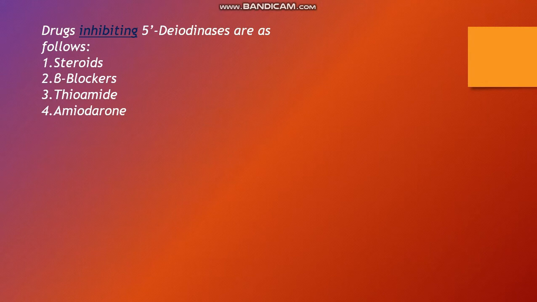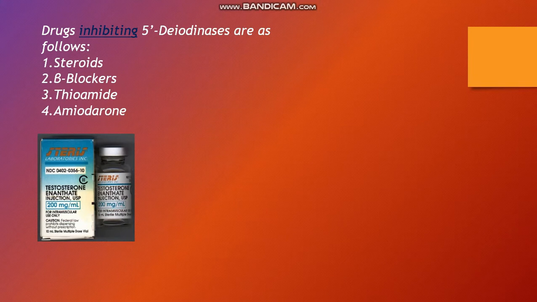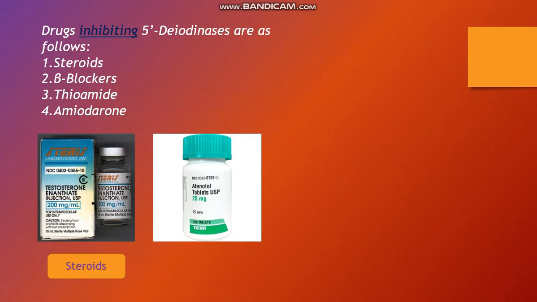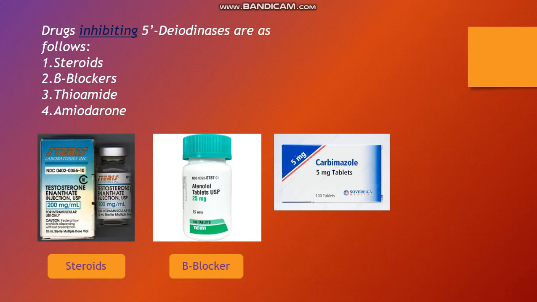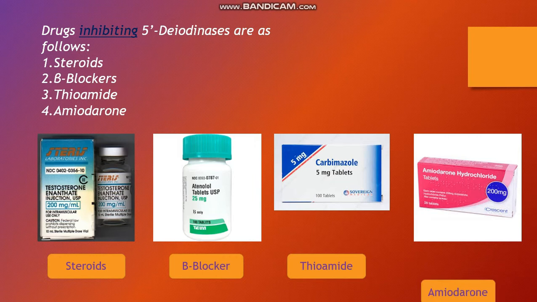deiodinases are as follows: steroids, beta blockers, thioamide, and amiodarone. These are the drugs: steroids, beta blockers such as atenolol tablets, carbimazole which is a thioamide, and amiodarone hydrochloride. These four groups are drugs that inhibit the function of the 5' deiodinases. What happens? It means that they do not cause deiodination.